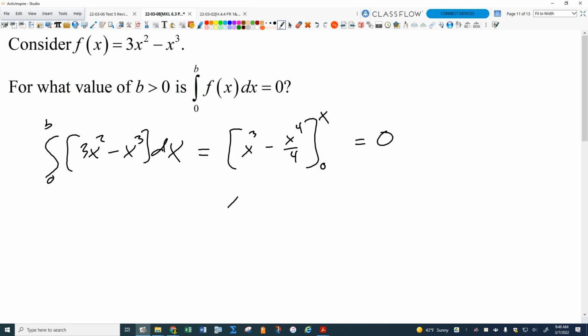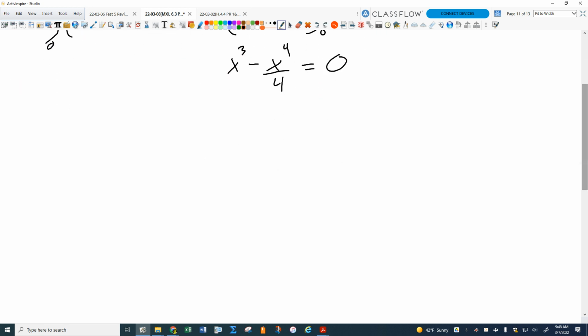So now we've just got to solve that equation. What can we do right away maybe to make this a little bit simpler? Factor out an x cubed, and maybe factor out an x cubed over 4. Or how about if we just clear fractions and multiply through by 4? So then I end up with 4x cubed minus x to the 4th equals 0. I can factor out an x cubed, leaving me with 4 minus x. Right? Did I do that right?